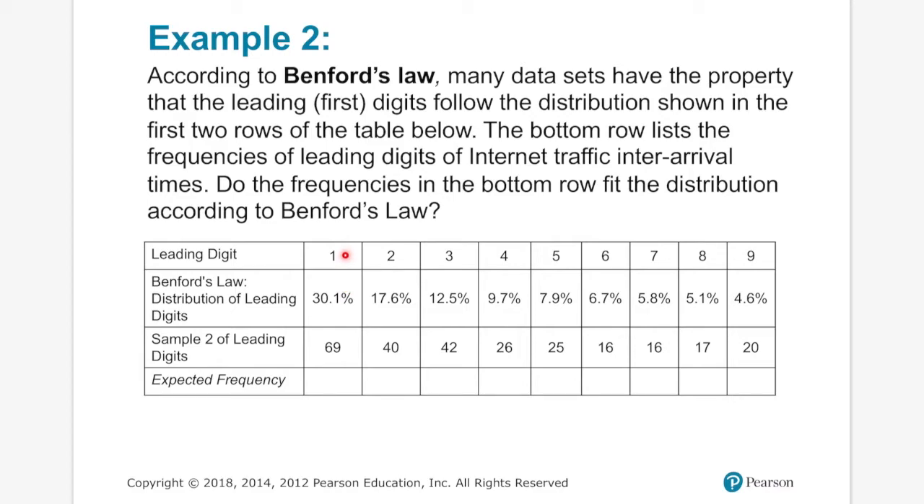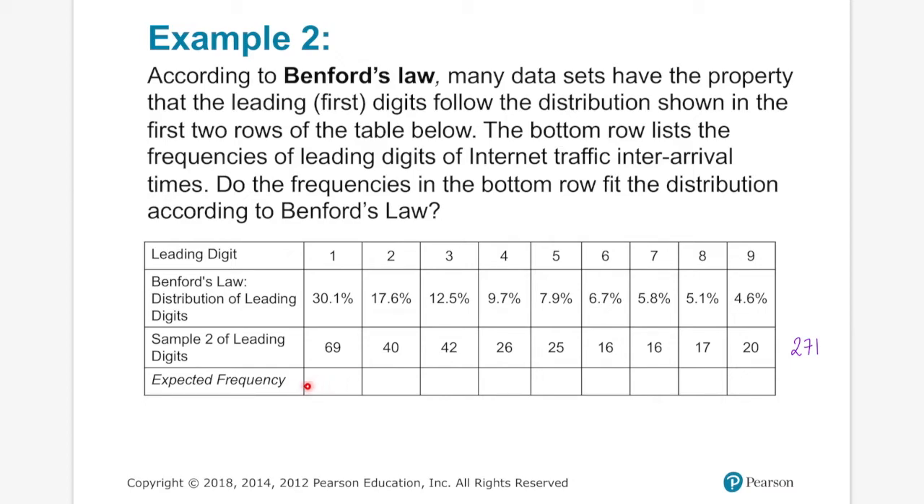30.1% will have the first digit of 1. 17.6% will have the first digit of 2. This is the row that I'm going to put in my expected frequency. Expected frequency is the frequency that I'm expecting to have, 30.1% that have the first digit of 1. To do that, I'm looking for my total sample size. I'm going to add all of these up. My N is 271. And I'm expecting 30.1% of 271 will have the first digit of 1.